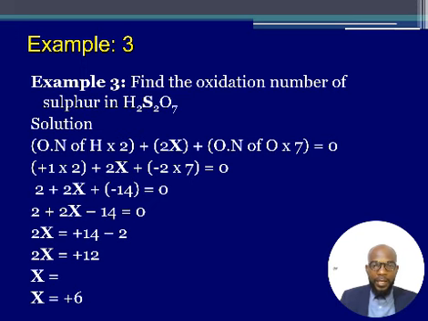Next is H2S2O7, called disulfuric acid. If we are to calculate the oxidation state of sulfur in this compound, you will discover that it is +6. The oxidation state of hydrogen is +1. That of sulfur is not given, so we call it 2X because of the subscript 2 beside sulfur, while the oxidation state of oxygen is -2. When we resolve the operation, we get +6.